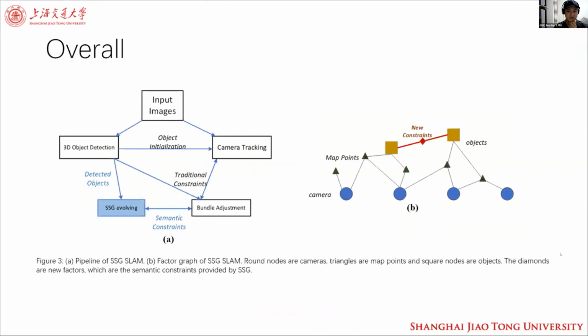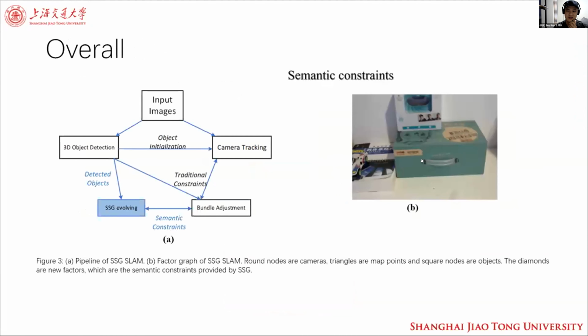Now we try to apply the SSG into an instance-level object SLAM system. Our main contribution is to include semantic constraints provided by SSG in the bundle adjustment procedure. You can notice that some spatial relations could provide constraints, such as coplanar relations, which require the objects' bottoms to be on the same plane, or supported-by relations, which require one's bottom to be touching another's top.